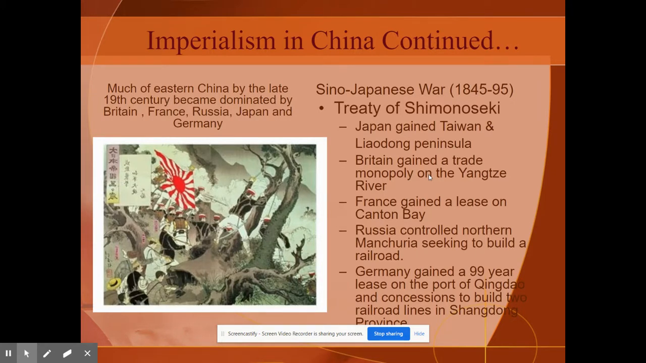At the same time, you have a new power, just like the United States has already beaten the snot out of Spain in the Spanish American War. You're going to have the Japanese now, and the Japanese are going to win the war, and it's a very long war, the Sino Japanese War. And now Japan is becoming an imperial power.